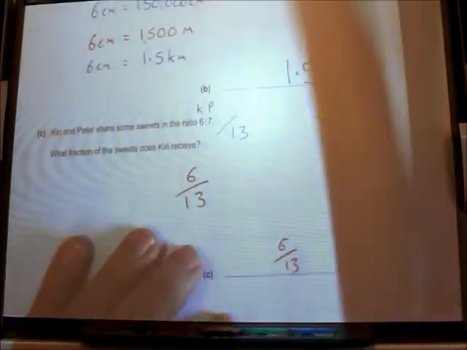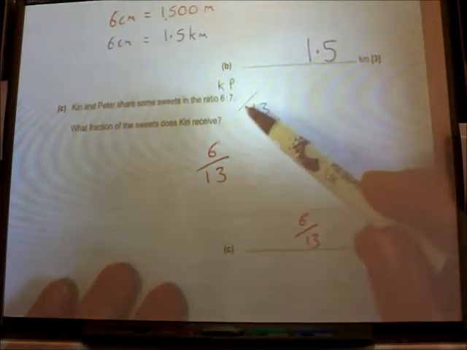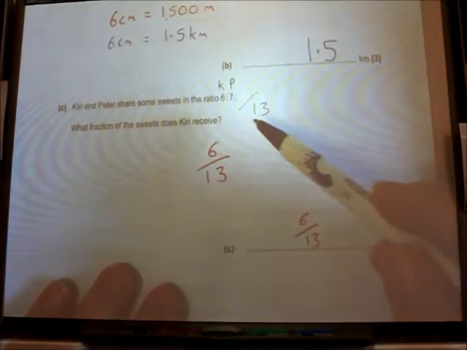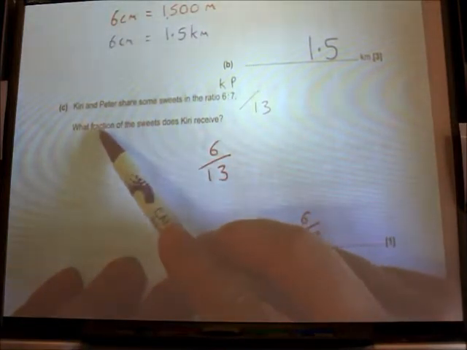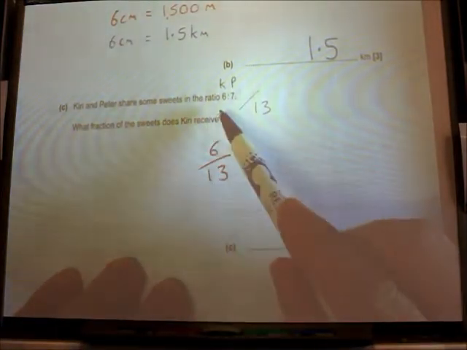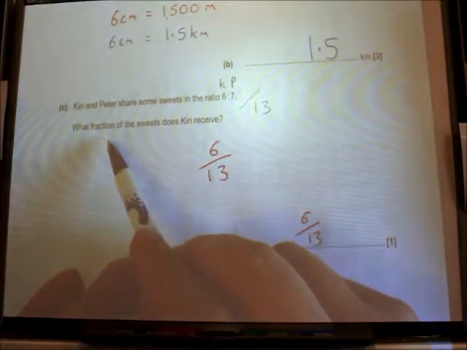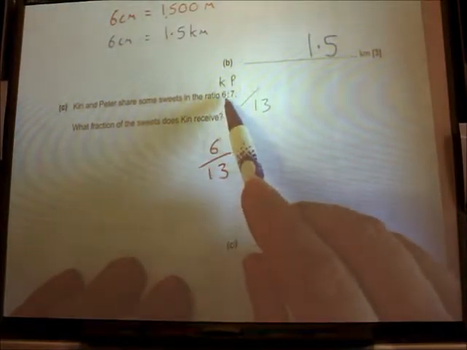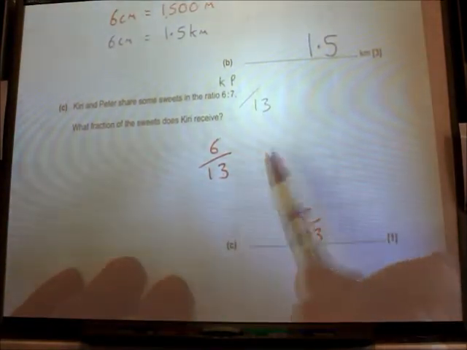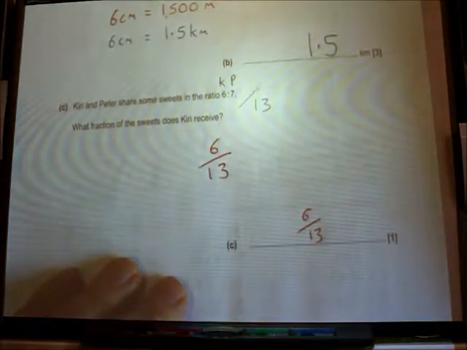Part C, Kiri and Peter share some sweets in the ratio 6 to 7, or 6 parts to 7 parts. Whenever I see a ratio question, I always put their names at the top. And if it says Kiri and Peter, that means the 6 to 7 must be Kiri and Peter as well. What fraction of the sweets does Kiri receive? Well, she gets 6 parts, and there are 13 parts in total. So she gets 6/13 of the total number of sweets.